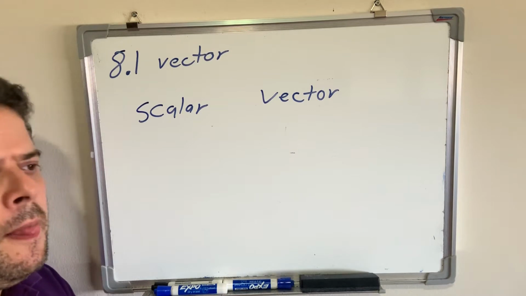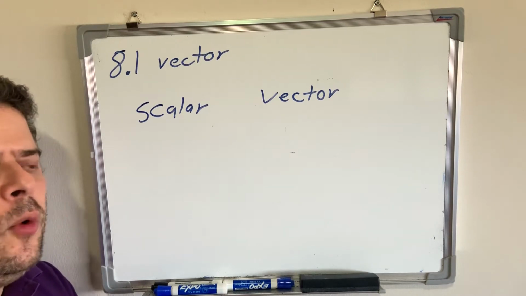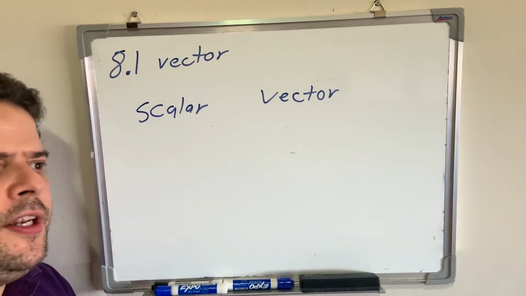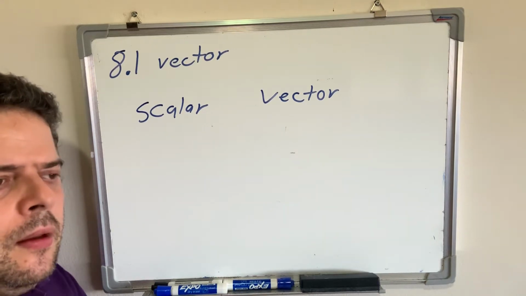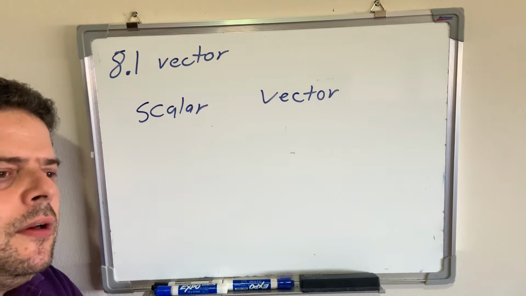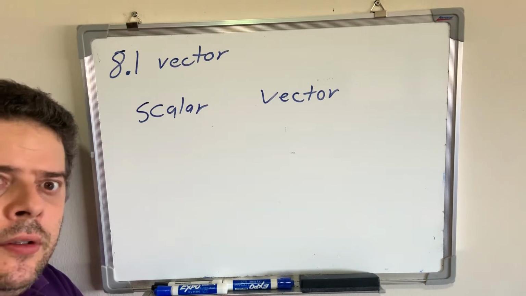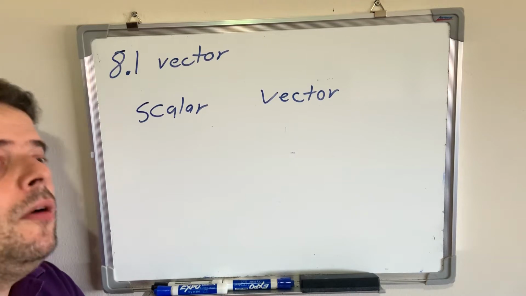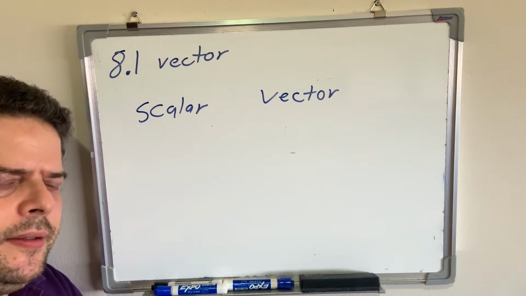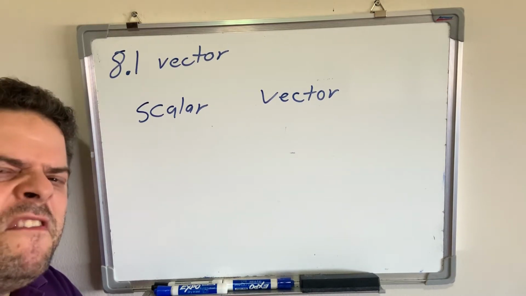So for example, the wind blows 30 knots. That's a sailing term. No direction, scalar. The wind is blowing 30 knots, 45 degrees east of south. Well, now I have a directional element that becomes a vector.